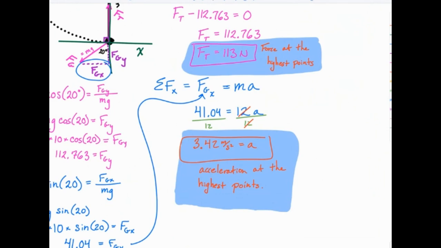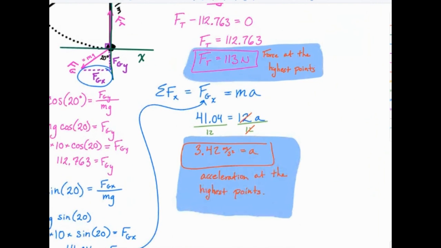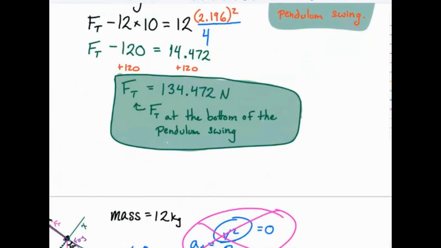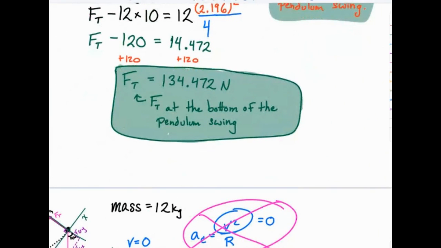Alrighty, and the last thing I'd like to do is compare the acceleration and force at the lowest points and at the highest points. So the force at the highest point, when the pendulum is swung up the highest, we calculated as being 113 newtons. And to compare that, the force at the bottom of the pendulum swing at the lowest point is going to be 134.472.